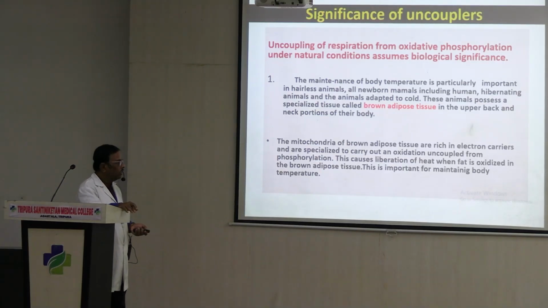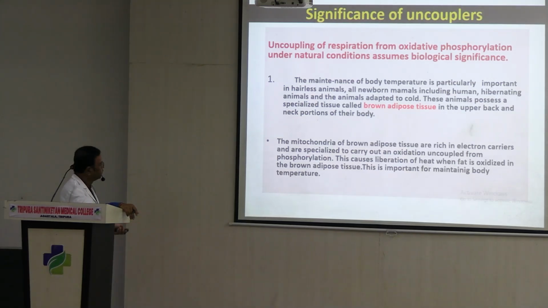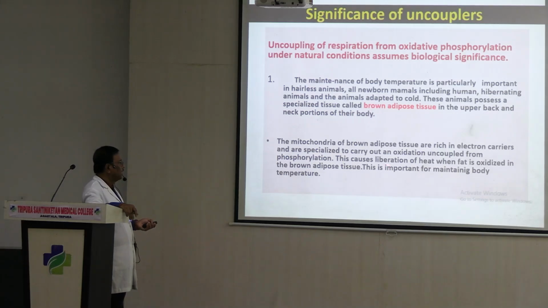There will be oxidation, there will be electron transport, and it is uncoupled from the phosphorylation. This causes liberation of heat when fat is oxidized in the brown adipose tissue. This is important for maintaining body temperature.